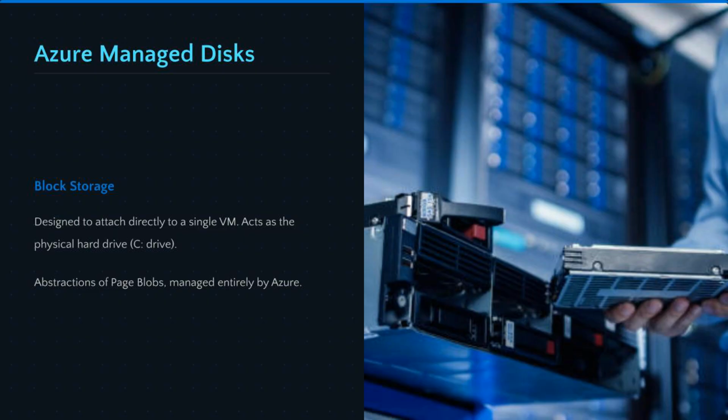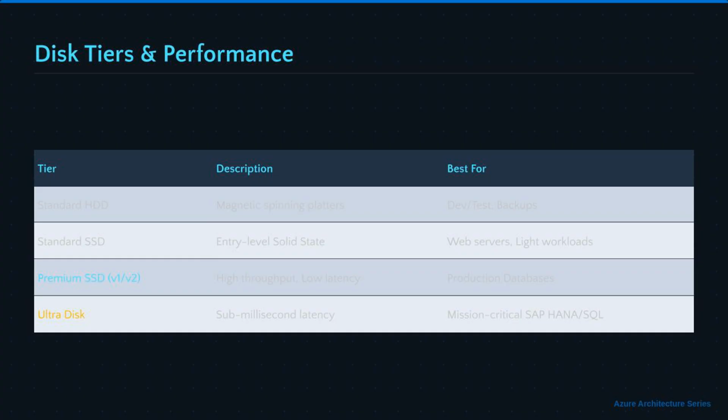In V1, performance is tied to size. Larger disks get more IOPS. However, Premium SSD V2 is a game changer. It allows you to provision capacity, IOPS, and throughput independently. This is massive for databases where you might need high IOPS but low capacity. 4. Ultra Disk, the highest performance, sub-millisecond latency. You can dynamically adjust the IOPS and throughput of the disk while the VM is running. This is for your mission-critical SAP HANA or top-tier SQL workloads.